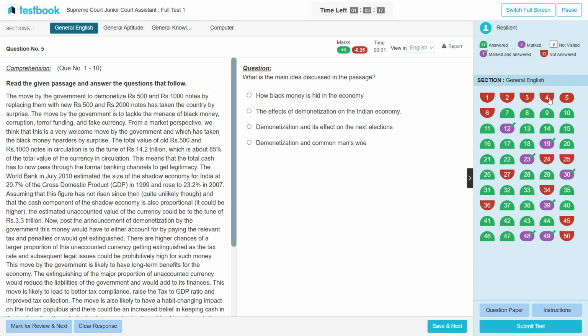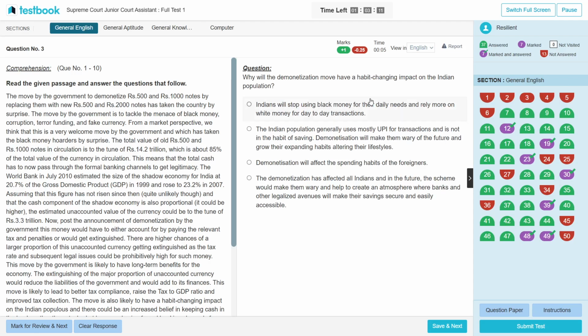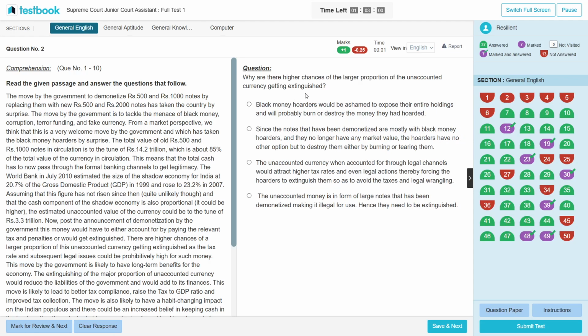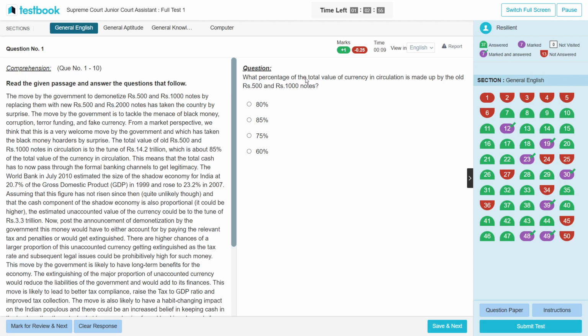What is the main idea? How will the demand for fertile farmland be brought down by demonetization? Why will the demonetization move have a habit changing impact on the Indian population? Why are there higher chances of the larger proportion of the unaccounted currency getting extinguished? What percentage of the total value of currency in circulation was made up by the old notes?